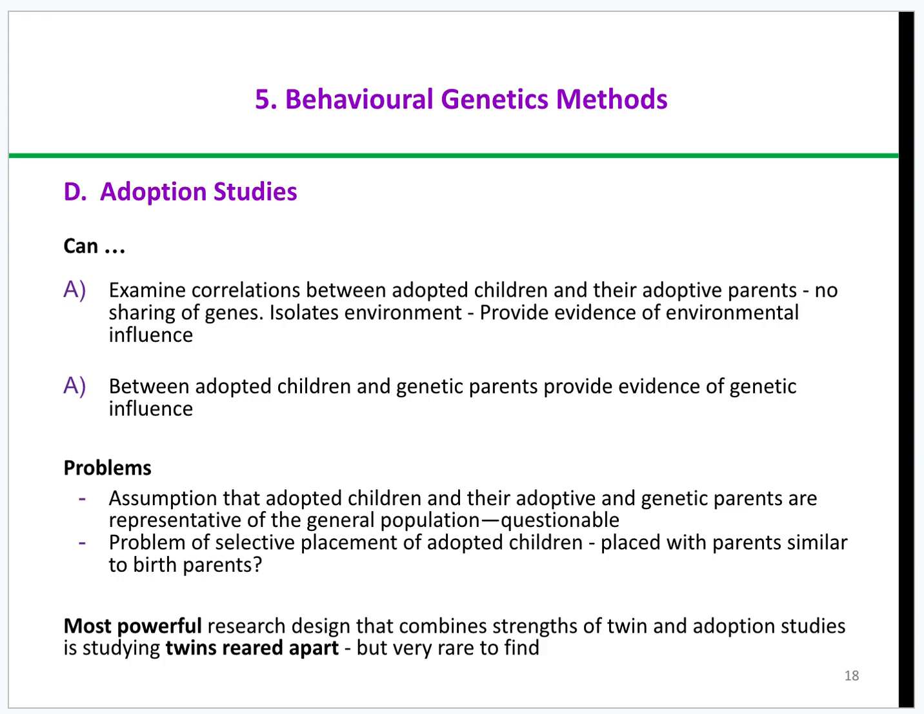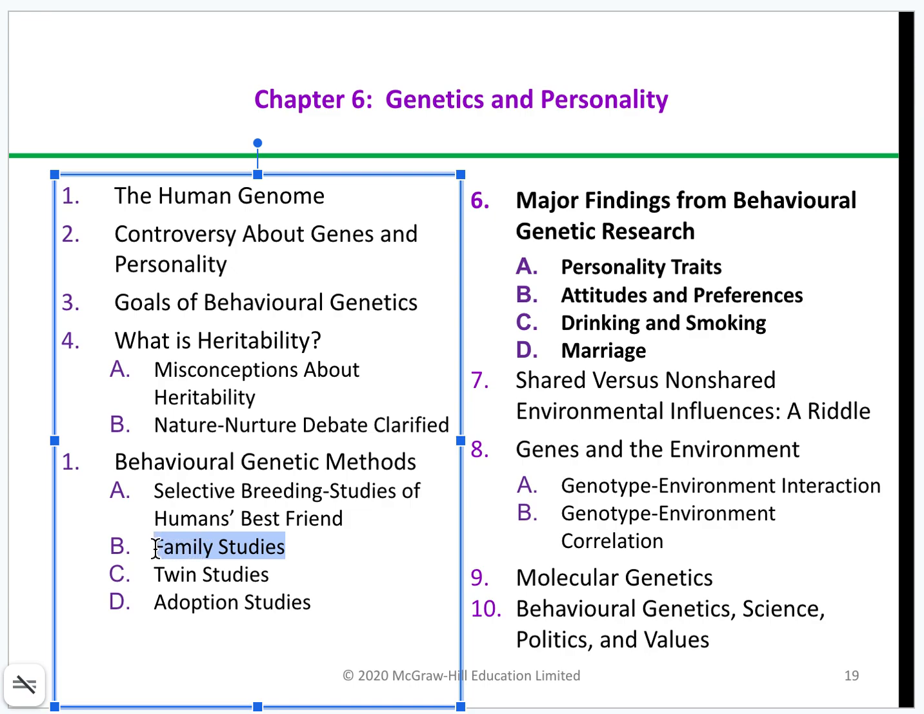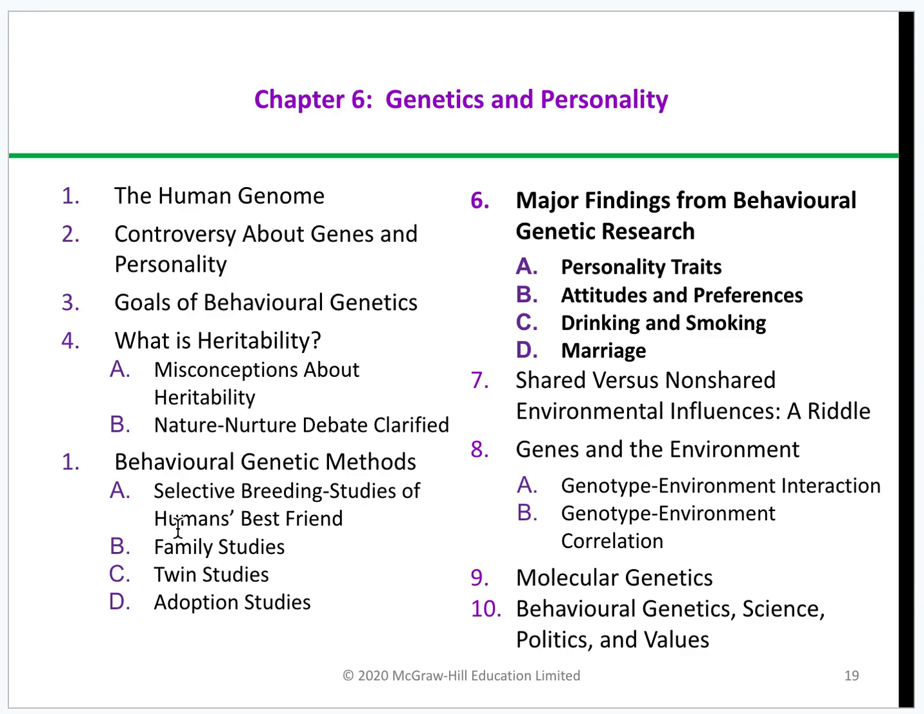Anyways, those are the three different types of studies that they do to tease out the environment and the genetic effects. Not so much the family studies; I wouldn't focus too much on that, but be aware of it. Take a look at the twin studies versus the adoption studies, the strengths and the possible problems with each. Those are the main studies.